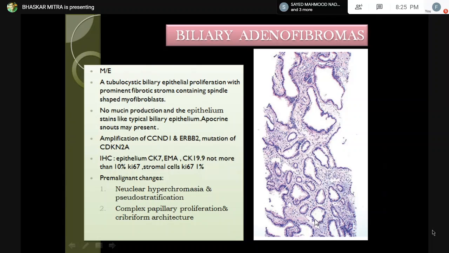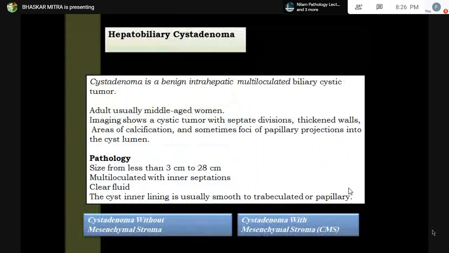They are typically biliary epithelium. Apocrine snouts may be present there. There is an amplification of CCND1 and ERBB2 mutation in this. This duct epithelium shows biliary type of phenotype like CK7, EMA and CK19 positivity. They are usually benign, but sometimes they show increased nuclear hyperchromasia and pseudostratification, and may show complex papillary proliferation or cribriform architecture in different areas.